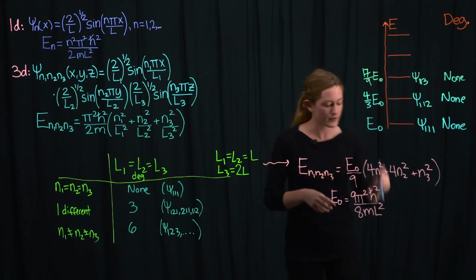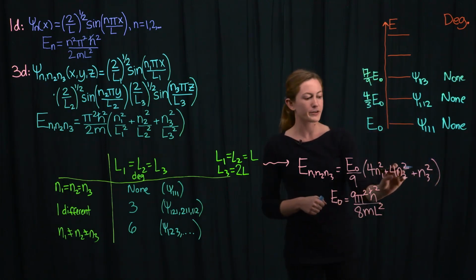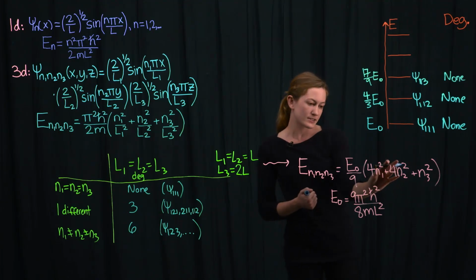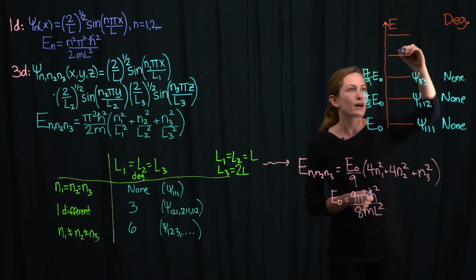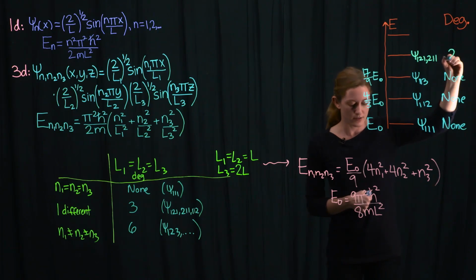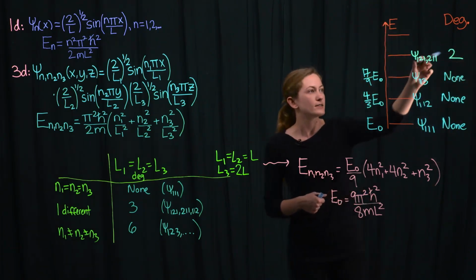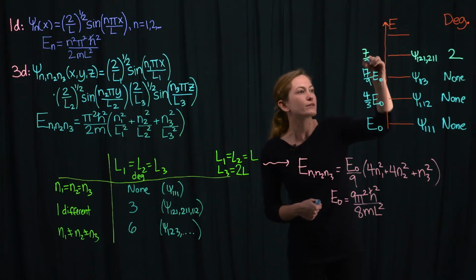And then at the point when I increase either n1 or n2, there's a twofold degeneracy because there's still a symmetry between exchanging n1 and n2 in this energy. So at this energy level, where we have psi 1, 2, 1, we also have psi 2, 1, 1. So there's a twofold degeneracy, and these both give the same energy of 7 over 3 E naught.